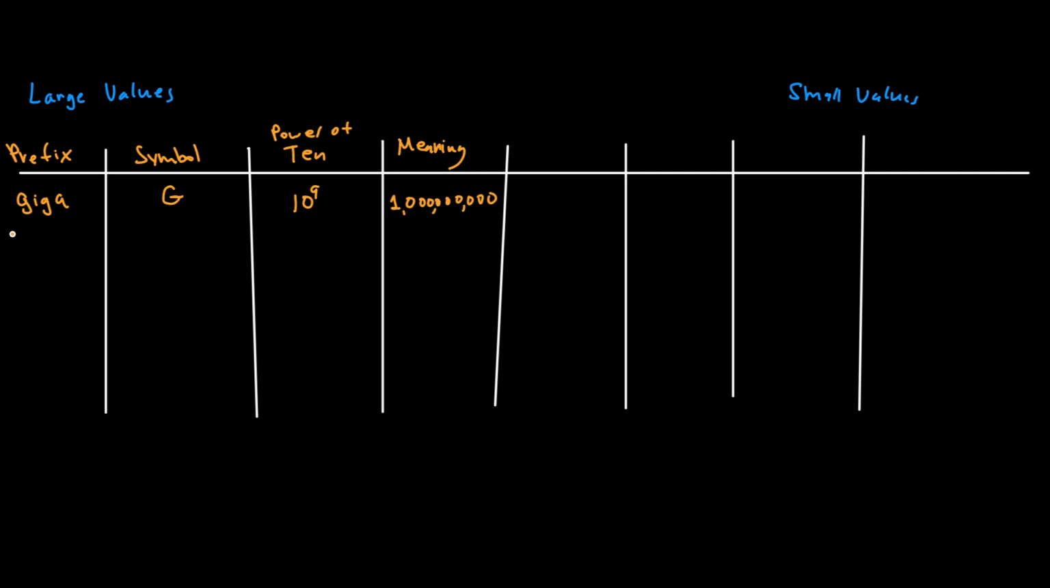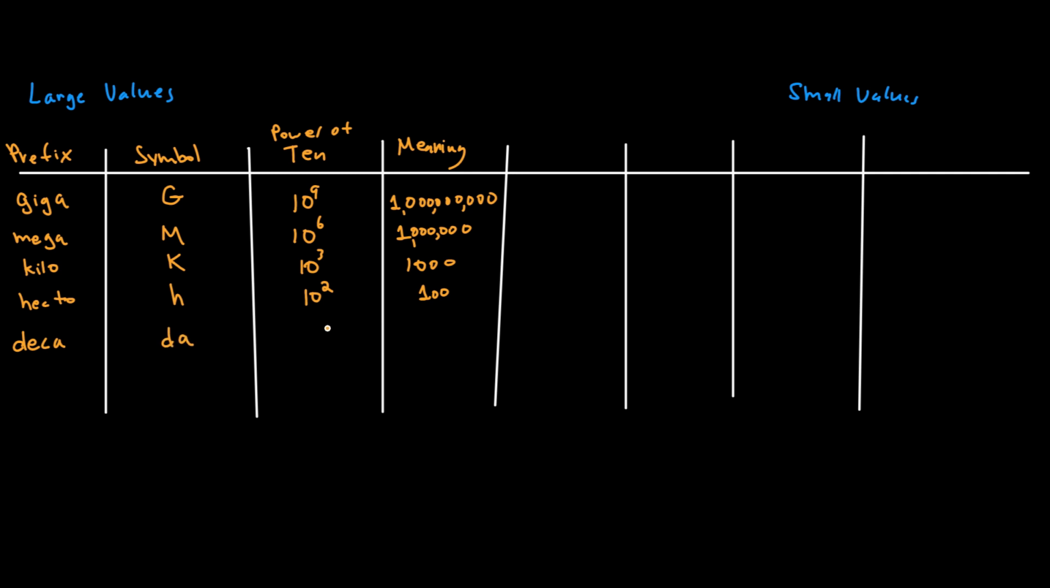The next one is mega, and the symbol is big M to the power of 6. And this one should have 1, 2, 3, 4, 5, 6 zeros. So it means 1 million. Next we have kilo, which is represented by the symbol k, and the power is 3. And it means 1,000. Next we have hecto, represented by the symbol h, and the power of hecto is to the second power, and it means 100. Next we have deca, represented by the symbol da, and to the power of 1, which simply means 10.